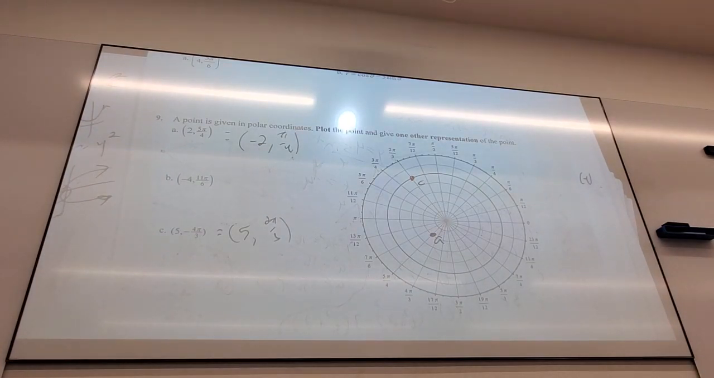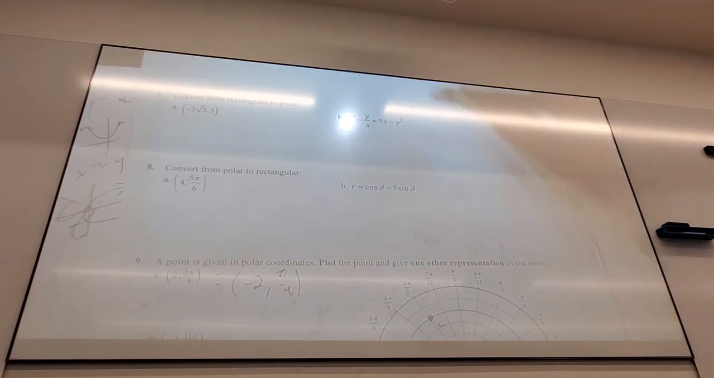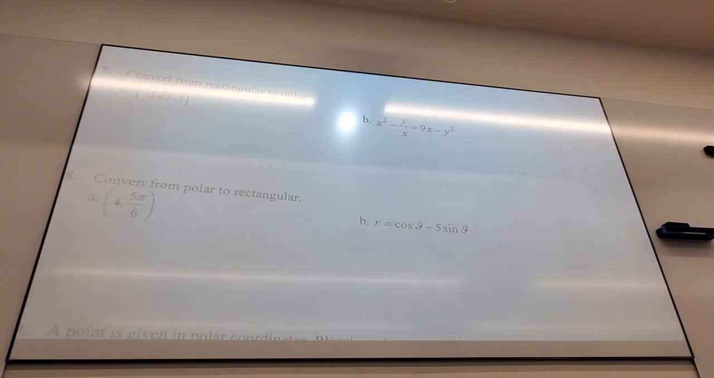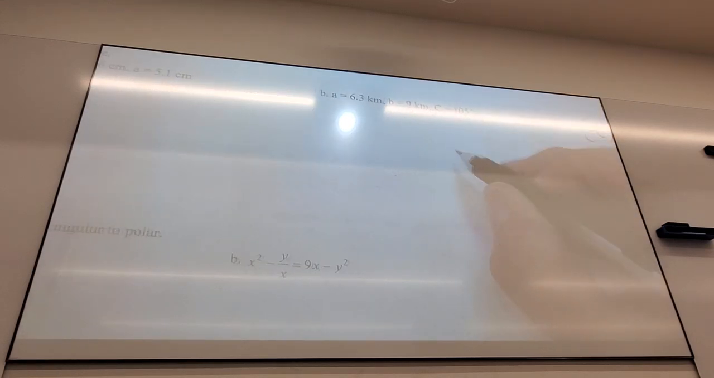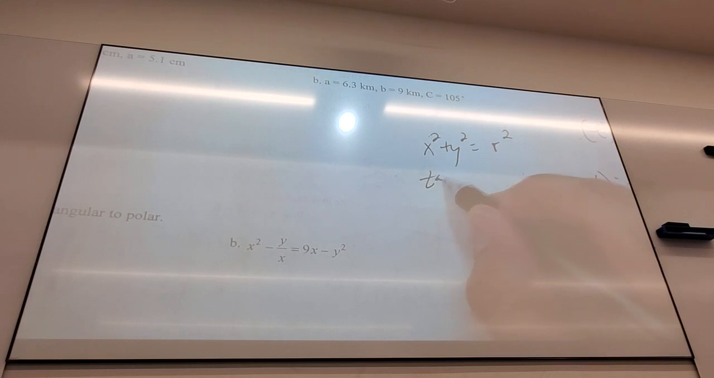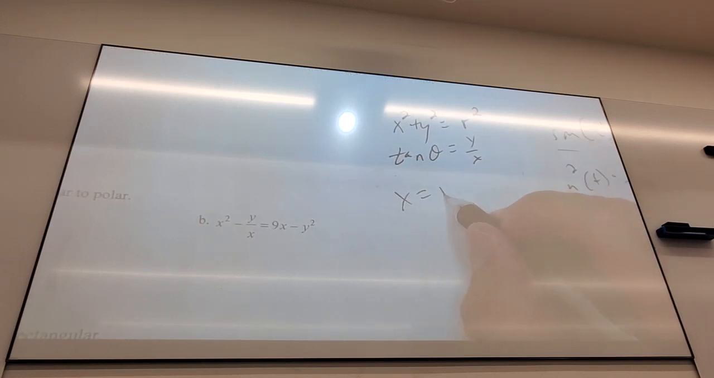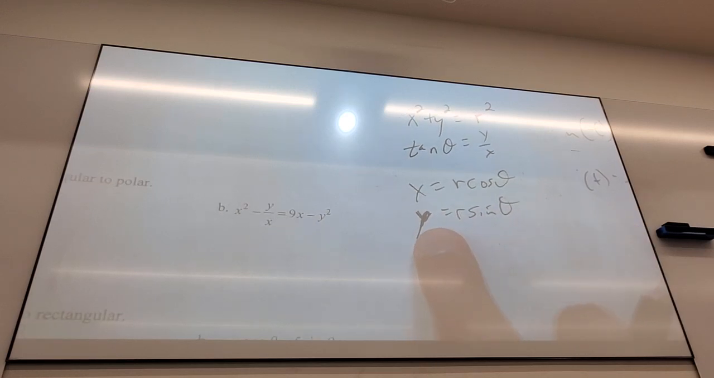What about 8 and 7? Sure. So what do you have to know? Just dump at me all the stuff you're supposed to know. What's x squared plus y squared for polar? R squared. What's tangent theta? Y over x. Yeah, that we've known forever. What is x in terms of r and theta? Thankfully, a teacher told you that x likes cosine, y likes sine. So y is r sine theta.